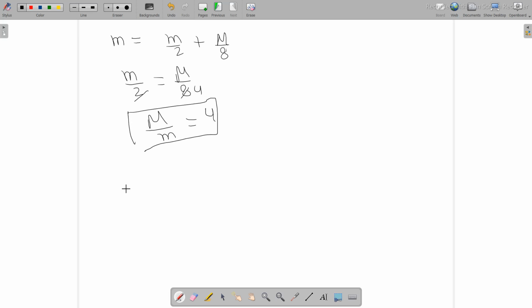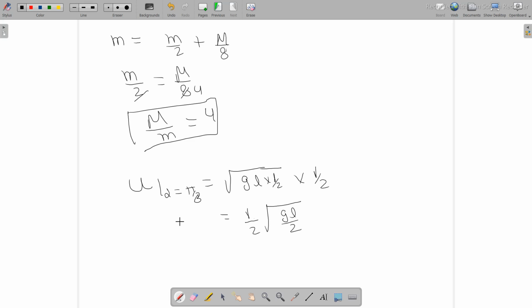Similarly, if we calculate u at angle alpha is equal to pi by 6, which will be under root g l into sine alpha, and there is also 1 by 2, therefore 1 by 2 root g l by 2. This will be the answer.